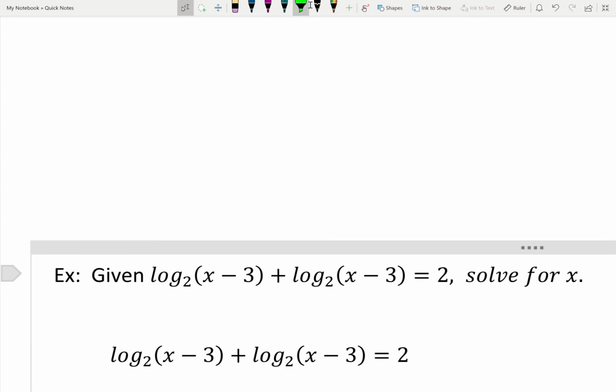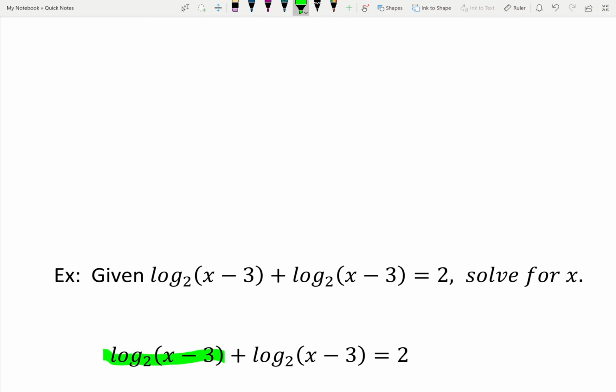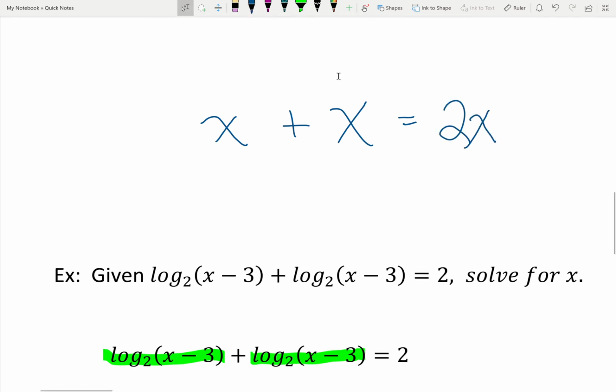You have two same terms added to each other. You have log base 2 of x minus 3, and you have the same thing again, log base 2 of x minus 3. So it's almost like saying you have x plus x, right? You have the same thing added to itself. If you had x plus x, how would you simplify that? You would just say 2x. And in the same way, we're going to add these log functions. We're going to combine them.